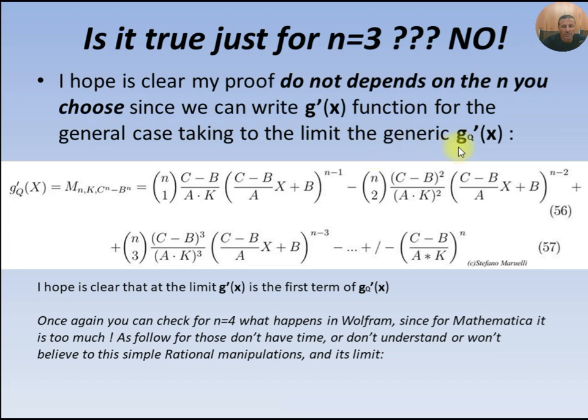g prime, taking g prime of x to the limits and getting back the generic g prime x function of n and x. So you remember, as for what we did for the binomial theorem, as we did for m and a k, we can write g prime of x as the sum over n, k of c to the n minus b to the n, as n over 1 of c minus b over a by k, so we are free to change k and push it to the limit, by c minus b over a by x plus b to the n minus 1, and the same for all the other terms along the binomial development.